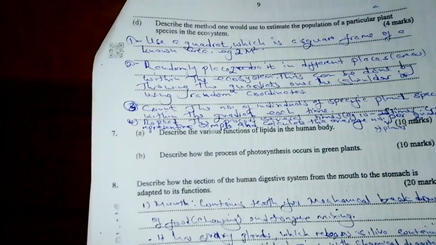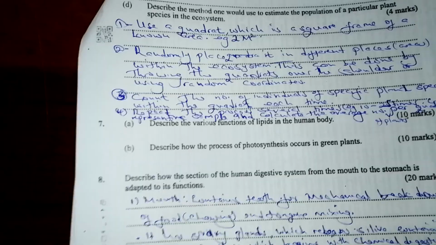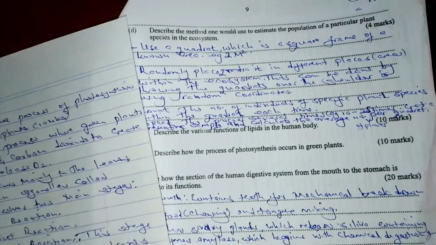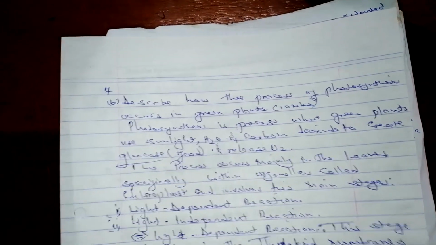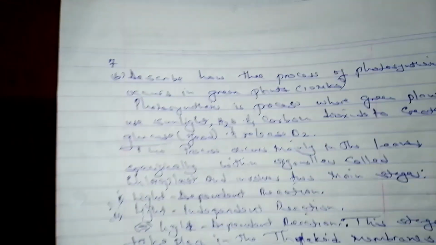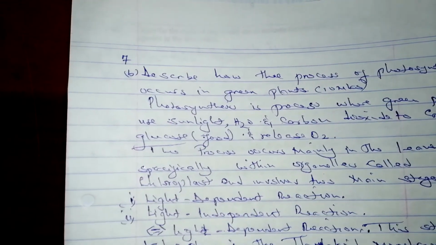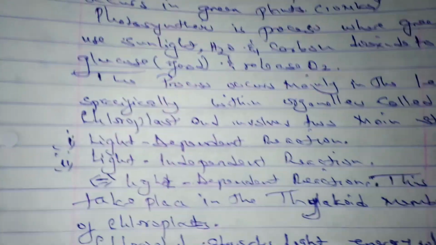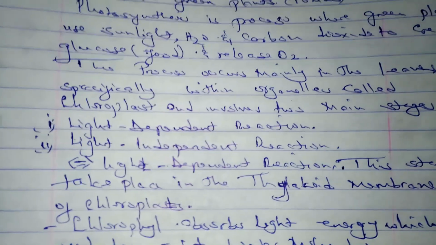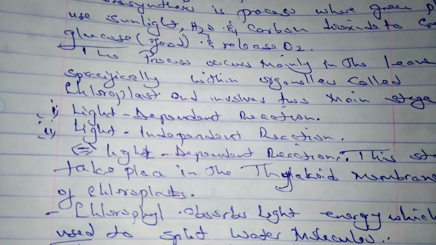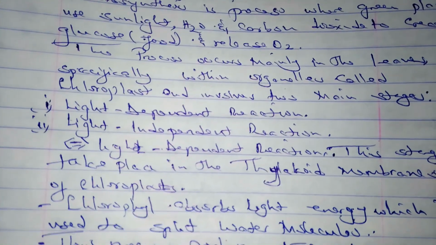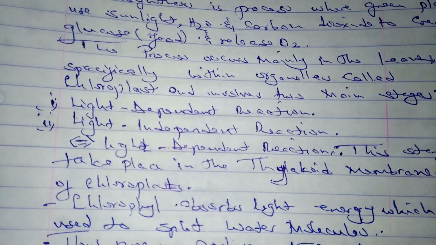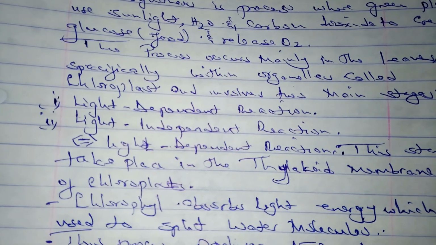Now we are also being told to describe 7b. Describe how the process of photosynthesis occurs in green plants. In green plants, they use sunlight, water, and carbon dioxide to create glucose and release oxygen. The process occurs mainly in the leaves, specifically in the organelles called chloroplasts, and involves two main stages, that is, light-dependent reactions and light-independent reactions.